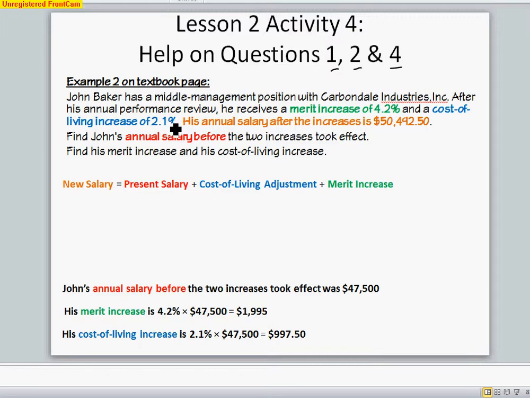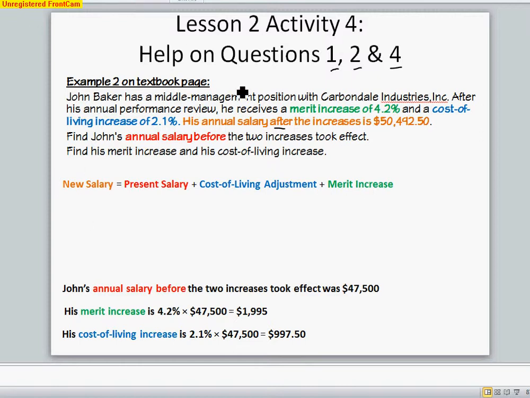John Baker has a middle management position with this company. After his annual performance review, he receives a merit increase of 4.2% and a cost of living increase of 2.1%. His annual salary after the increase is $50,492.50. Find John's annual salary before the 2 increases took effect. Also find his merit increase and his cost of living increase. We're going to use this formula here: the new salary equals present salary plus cost of living adjustment plus the merit increase.